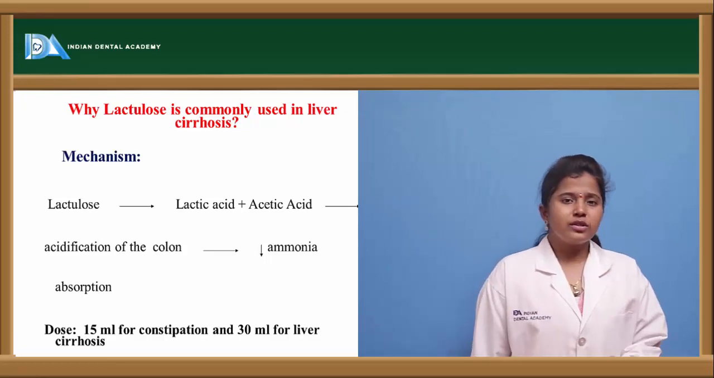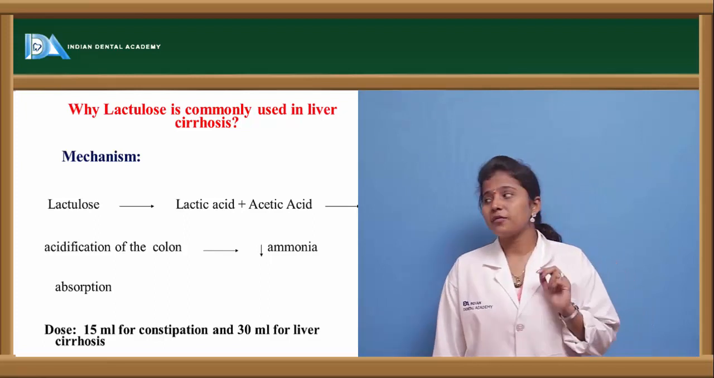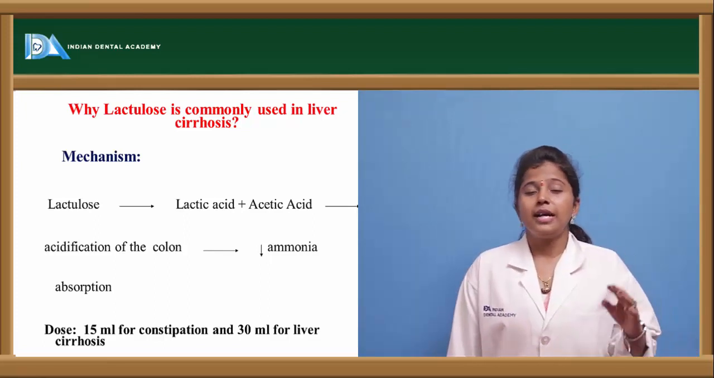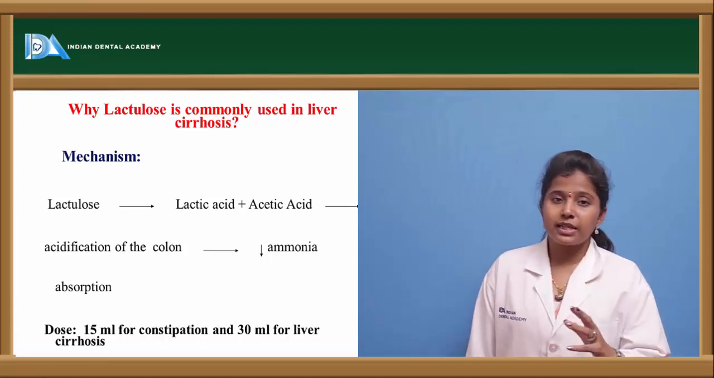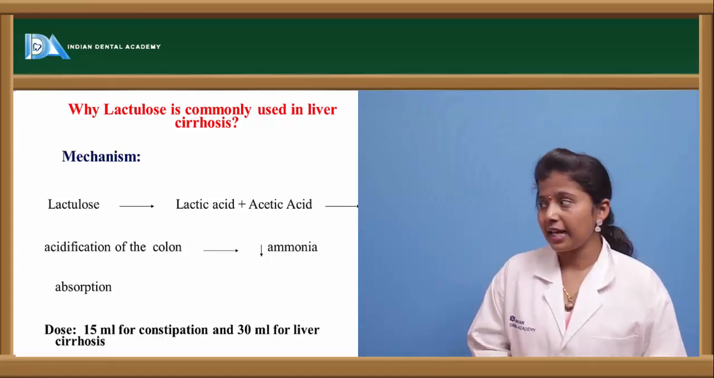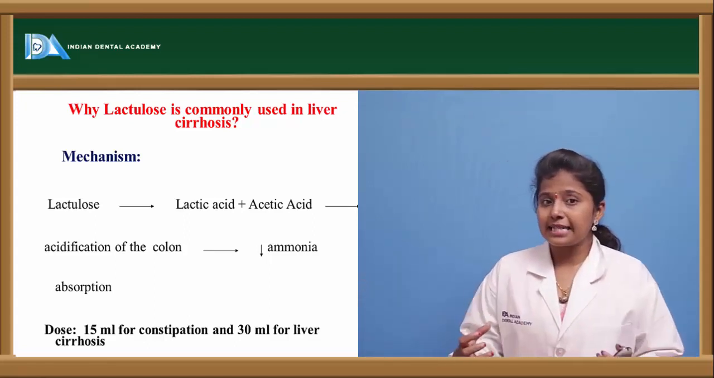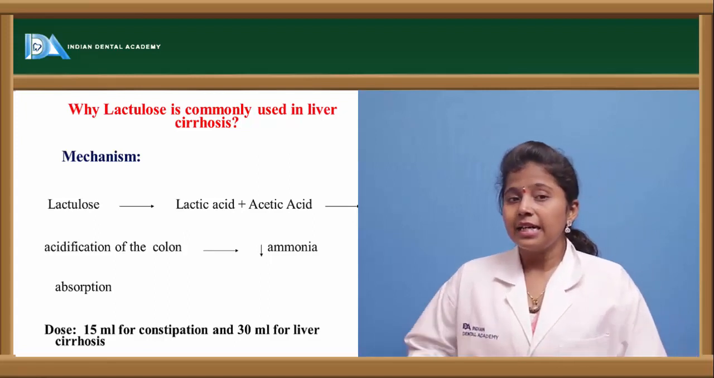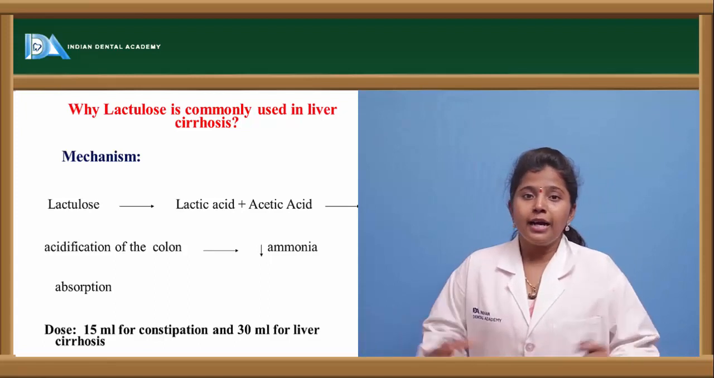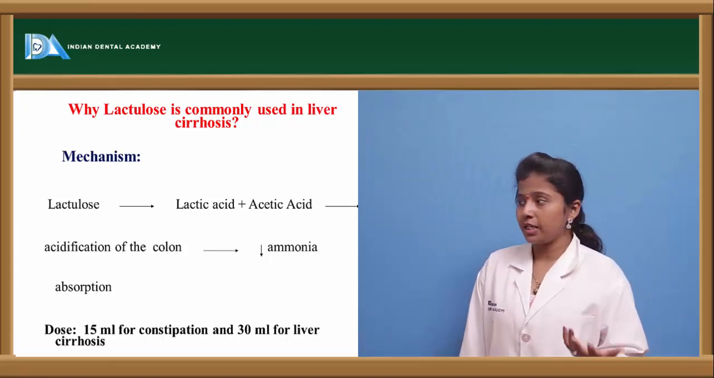Lactulose is mainly used in liver cirrhosis. Why is lactulose preferred for liver cirrhosis? We can see the mechanism here. Lactulose degrades into fructose and galactose, and this leads to the release of lactic acid and acetic acid. Because these are acids, when they are released, an acidic situation is created in the colon.